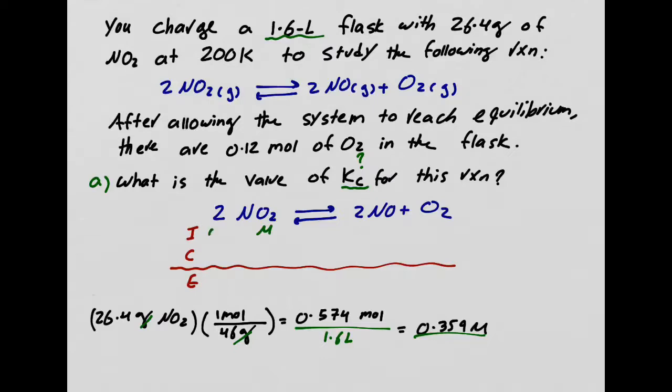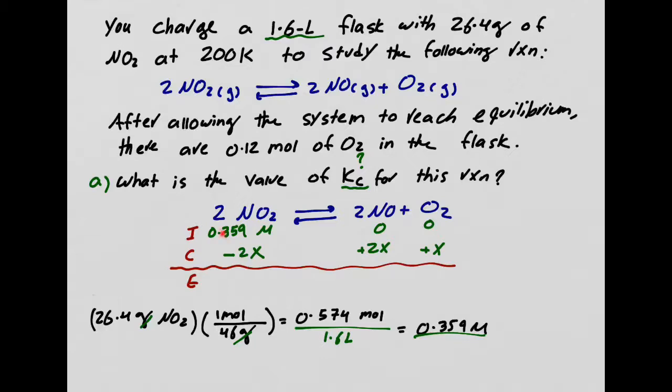So this is the initial molarity. What I have at the beginning is 0.359 molar of NO2. Now, do I have any of the product? I don't have any of the product. This is kind of the same as before. I don't have any product, but I have reactant. Every time that's the case, remember, the reactant has to be minus because it has to go away, and then the other one has to form.